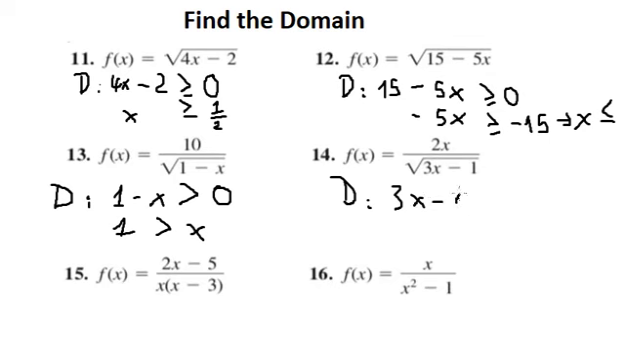3s minus 1 is greater than 0. So we put 1 to the right, and we divide both sides by 3. And we got the answer here.